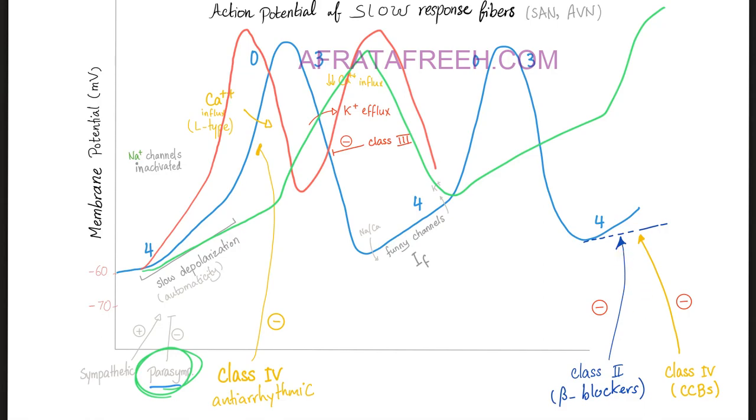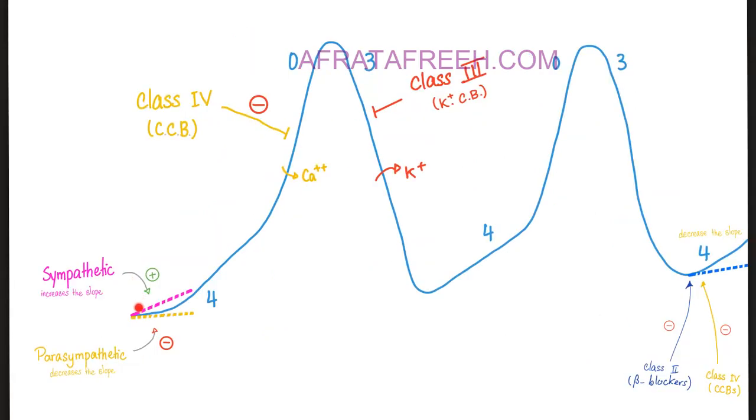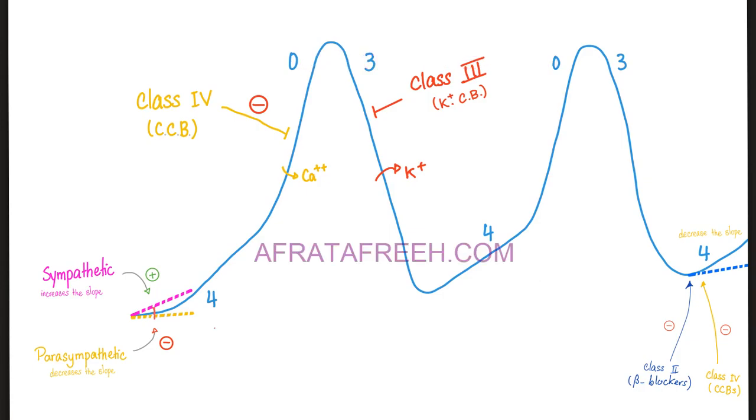And they are trying to make your heart slow down because they block the SA node and the AV node. So they have a vested interest in decreasing the slope of phase 4. So instead of your normal phase 4 going like this, now your phase 4 will go like this. Thank you, class 2 and class 4 antiarrhythmics. Sympathetic increases the slope because it increases the angle. Remember in mathematics, the angle here was called theta, and this is the angle, baby. So this is theta. The greater the angle, the greater the slope.